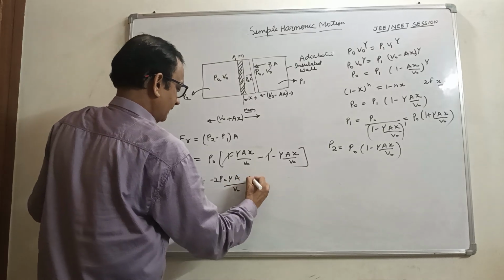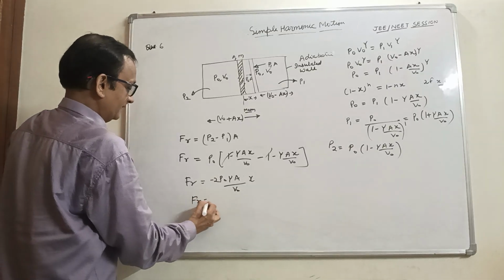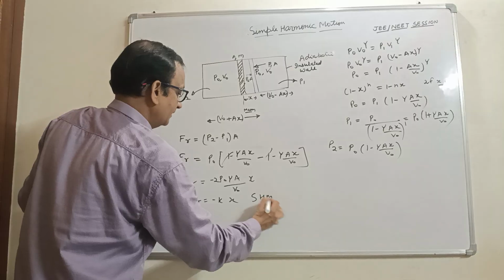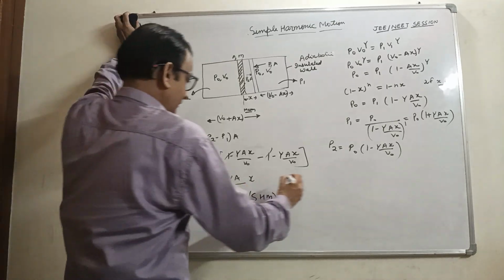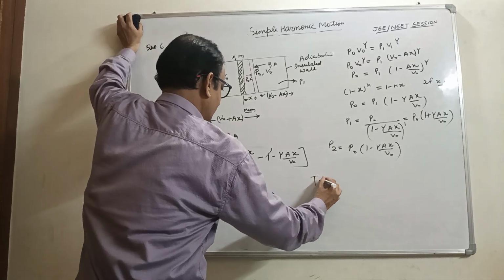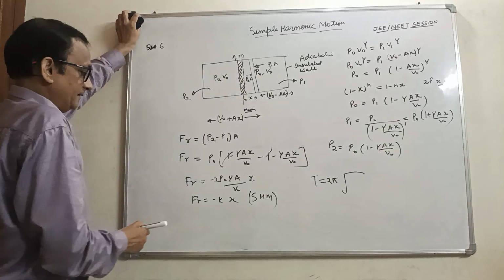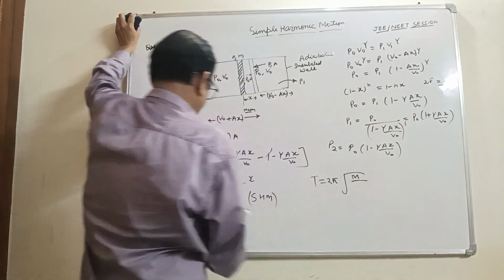Right here, x. So this is Fr equals minus Kx. This is the equation of SHM, proved here. The system is doing SHM. So we write here the time period is equal to 2 pi root m over k. So what is m here? M is the mass of the piston, m over k.